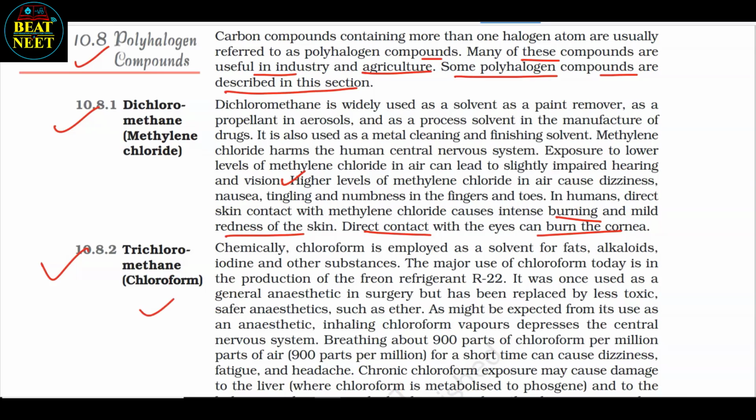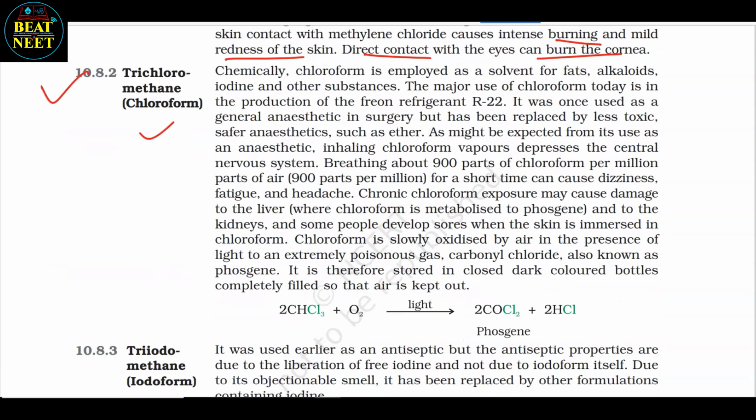10.8.2 Trichloromethane, that is chloroform. Chemically, chloroform is employed as a solvent for fats, alkaloids, iodine, and other substances. The major use of chloroform today is in the production of the Freon refrigerant R22. It was once used as a general anesthetic in surgery but has been replaced by less toxic, safer anesthetics such as ether. As might be expected from its use as an anesthetic, inhaling chloroform vapors depresses the central nervous system.